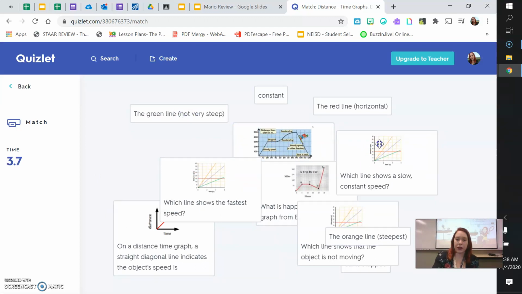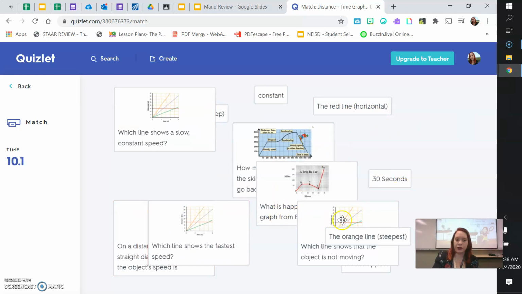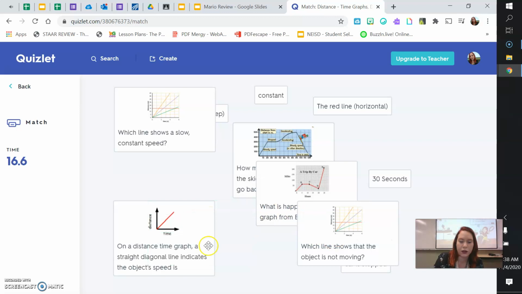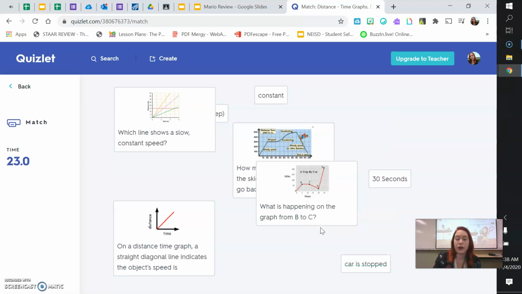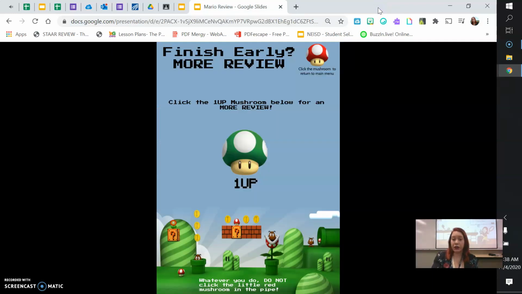So you go ahead and try to match these. So which line shows the fastest speed? And so you would have to look at this graph, which one shows the fastest. The orange line is the steepest. So we know that matches together. Which line shows an object that's not moving? That would be the red line horizontal, so you'd bring that over there. So play with this for as long as you would like until you feel comfortable and confident about your answers.